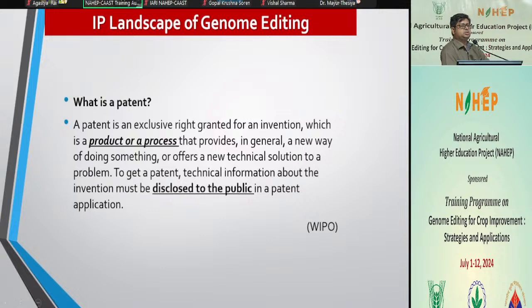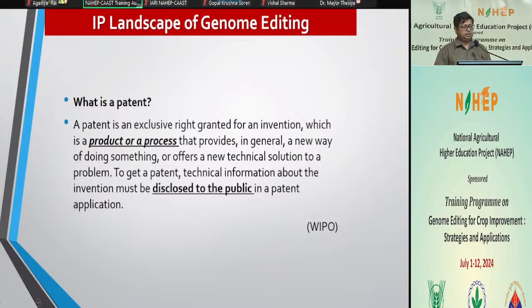Specifically, now we are focusing on intellectual property, that is the Patents Act 1970. So what is a patent? A patent is an exclusive right granted for an invention, which is a product or a process that provides in general a new way of doing something or offers a new technical solution to a problem. To get a patent, technical information about the invention must be disclosed to the public. So what is a patent? It's an exclusive right, and in lieu of what? In lieu of public disclosure. For example, you have done some innovation as a scientist. Now you are applying for a patent.